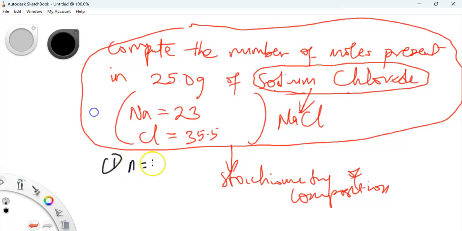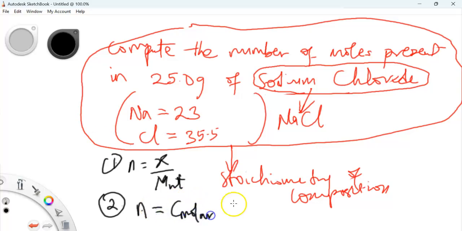The first basic formula is n is equal to x over Mwt. I'm going to emphasize on it again. Then I also mentioned the second basic formula, for a chemical substance with a provided molar concentration and volume. In such a case, you have that n is equal to C molar times volume. Do you get? See you in the next video.